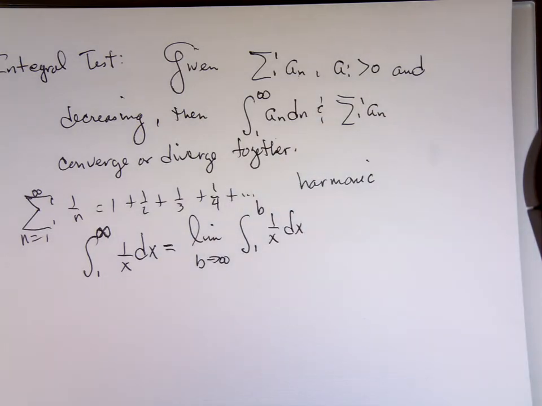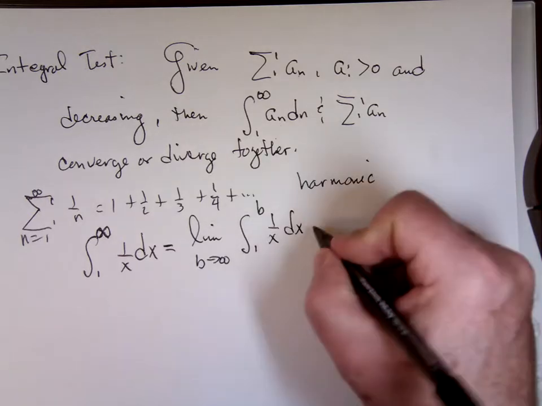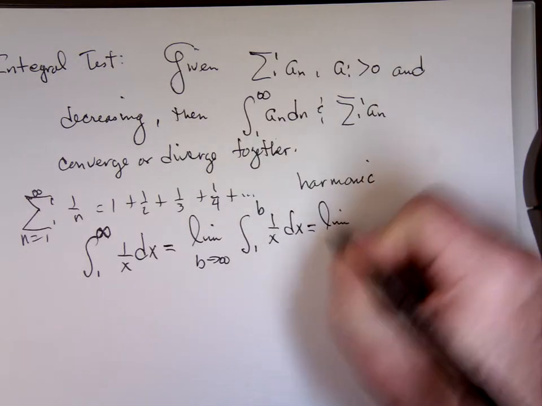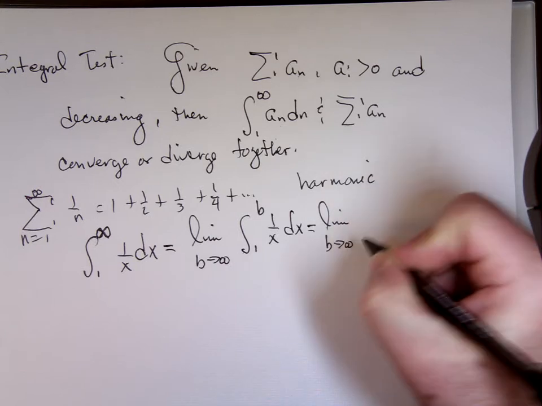If the integral converges, the series converges. If the integral diverges, the series diverges. So let's do it. Limit as b goes to infinity, integrate it, natural log.